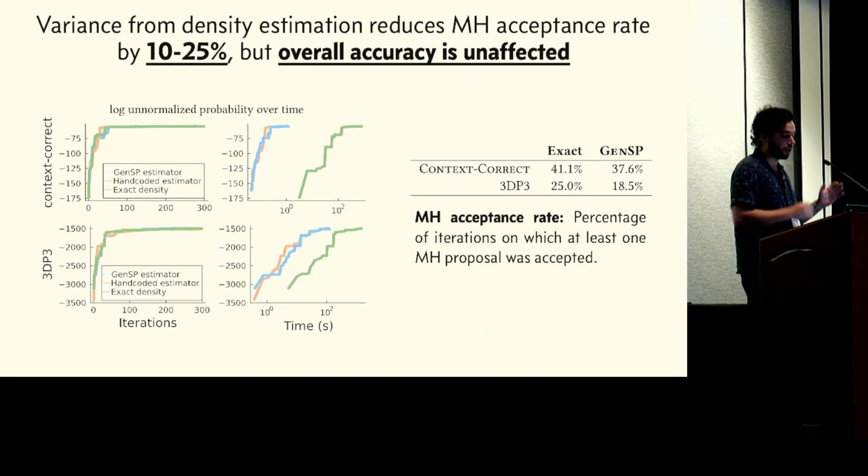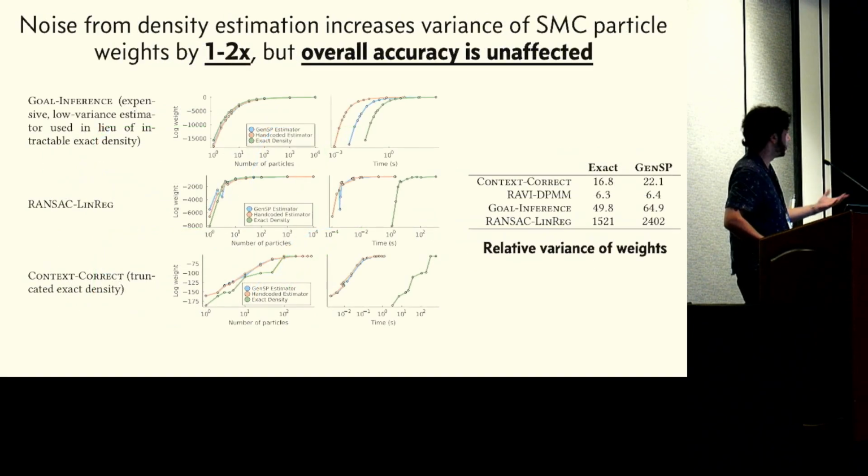So that's illustrated in the plots on the far left here, where the x-axis is no longer time in seconds, but rather iterations of the algorithm. And you can see that the GenSP estimator in blue takes about just as many iterations to converge as the idealized exact density version in green. And that's true even though, if you look at the MH acceptance rate, it's gone down a bit because of the noise in the density estimates. And the same story holds for sequential Monte Carlo algorithms.